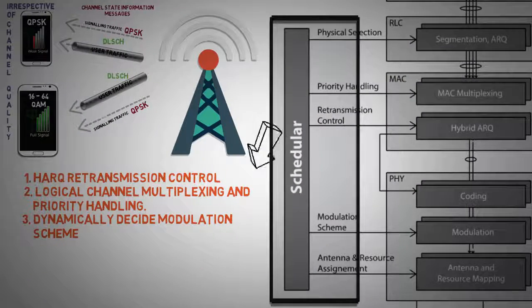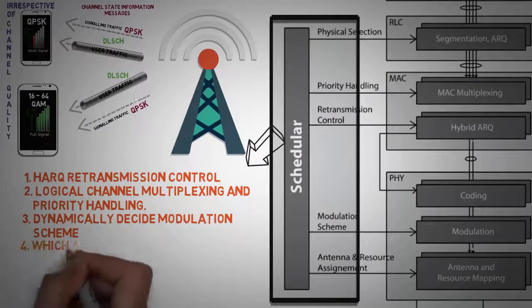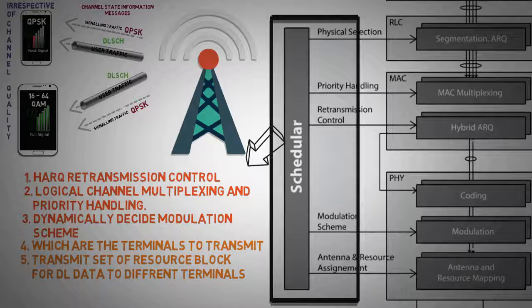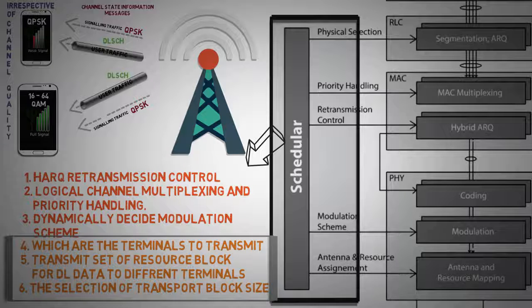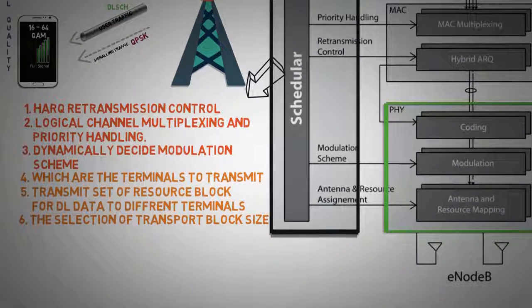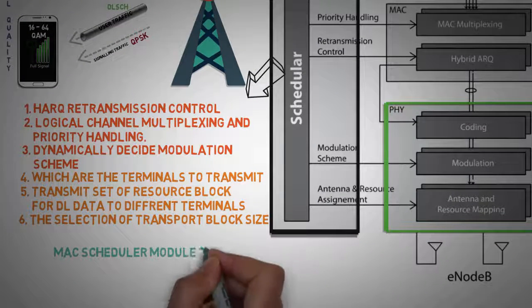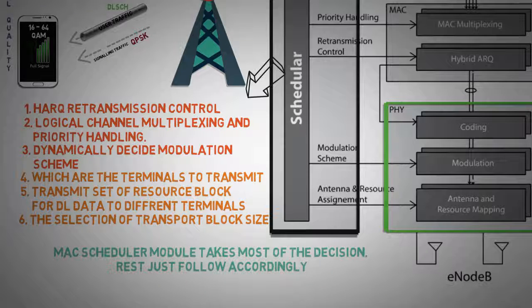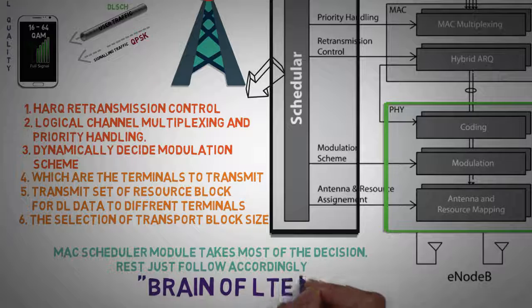MAC scheduler module also has to decide which are the terminals to transmit, the set of resource blocks upon which the downlink shared data for the mentioned terminal would be delivered, and the selection of transport block size. These three functions are implemented in physical layer. So, as you can see, MAC scheduler module takes most of the decisions. Rest just follow accordingly. That is why it is also called the brain of LTE.